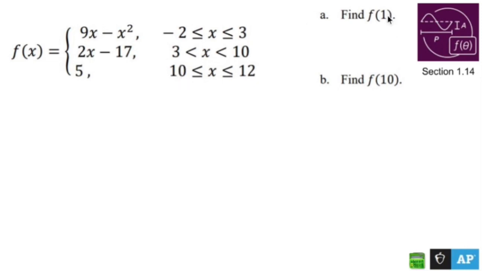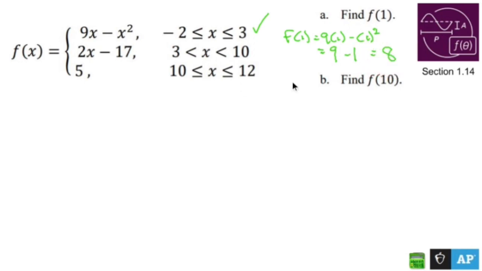So when f is 1, that applies to this scenario right here. So when f is 1 equals 9 times 1 minus 1 squared. 9 times 1 is 9. 1 squared is 1. The answer is 8.